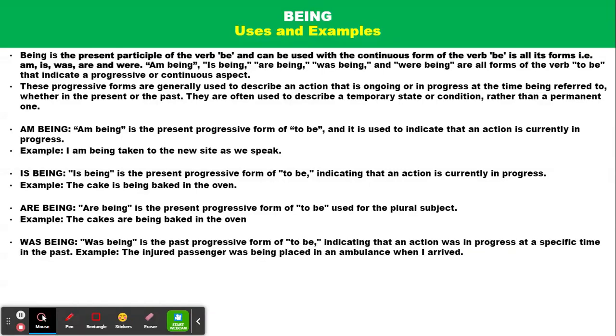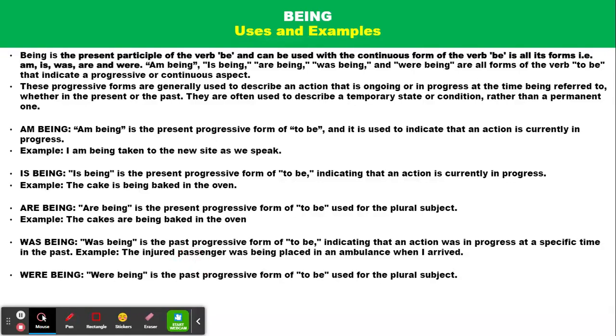Was being is the past progressive form of the verb to be, and it indicates that an action was in progress at a specific time in the past. For example, the injured passenger was being placed in an ambulance when I arrived. Then were being refers to the plural. For example, the injured passengers were being placed in an ambulance when I arrived.